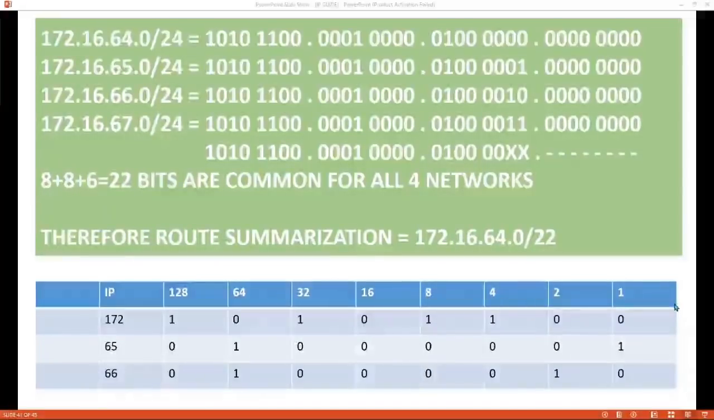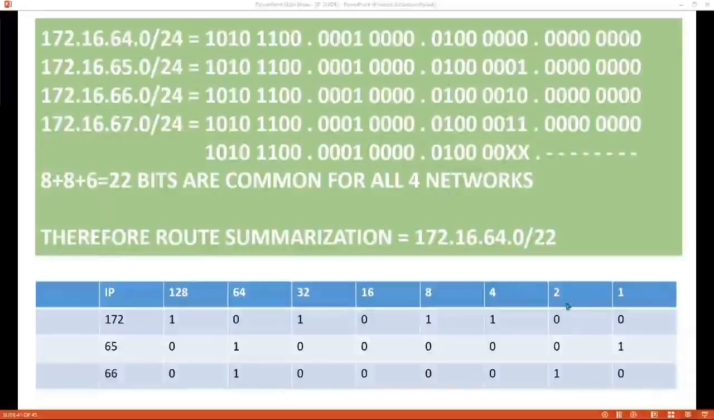Next, for 16, you need to write 1 in the 16th column. The remaining you can make it as zeros. For 64, you can write 1 in the exact 64th column, and all other remaining you can mention as zeros. Here it's shown 1 because I have written for 65. So for 65 you can have 64 plus 1.